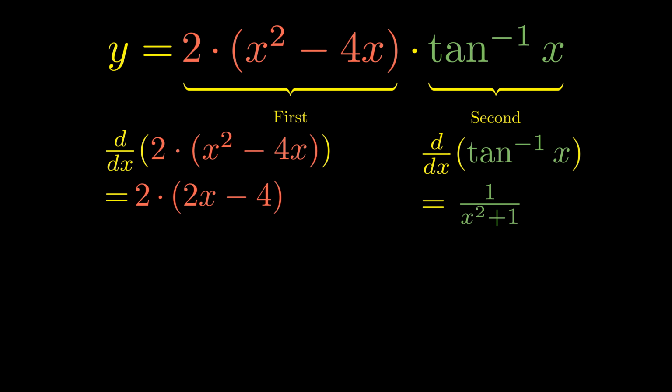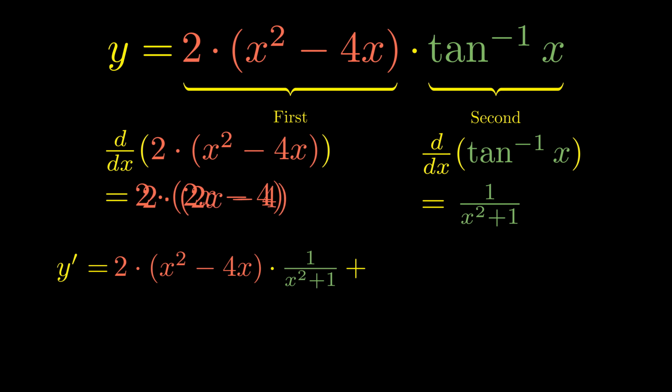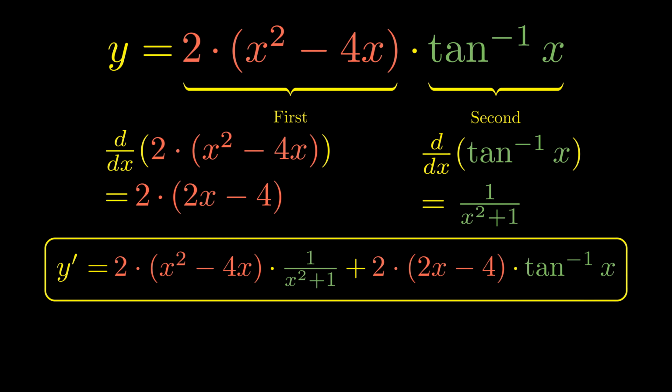Now with the derivatives sliced and diced, we apply the product rule. First, which is 2 times (x squared minus 4x), times this derivative of the second, which is 1 over x squared plus 1, then the derivative of the first, which is 2 times (2x minus 4), and we are especially conscientious to include both the 2 and the parentheses. And finally, with a deep breath, we rewrite the second function, inverse tangent, and we don't forget to give thanks to those that stumbled before us, so that we may run.